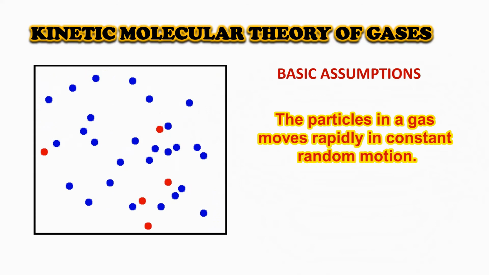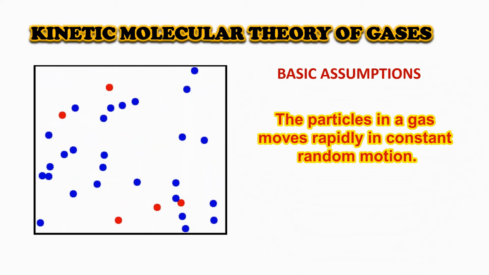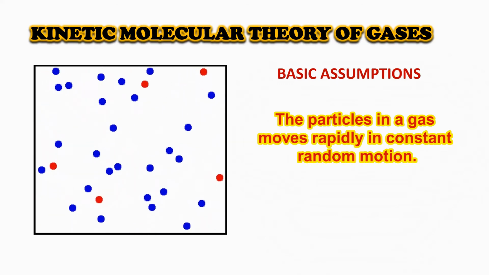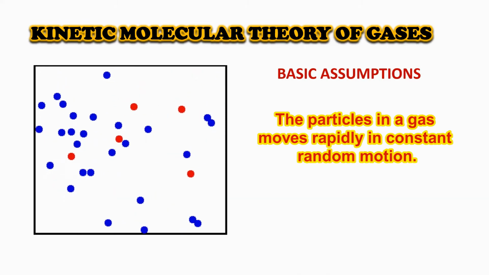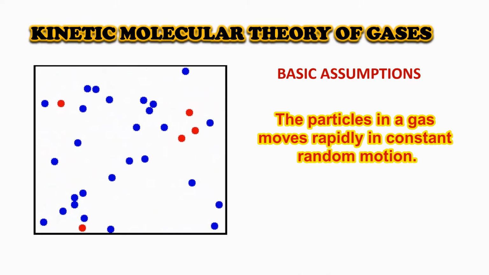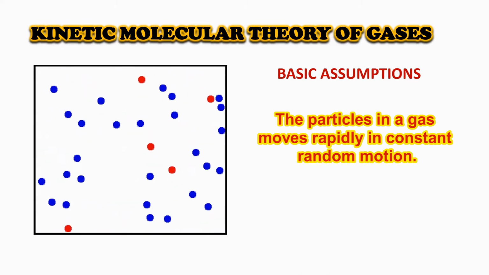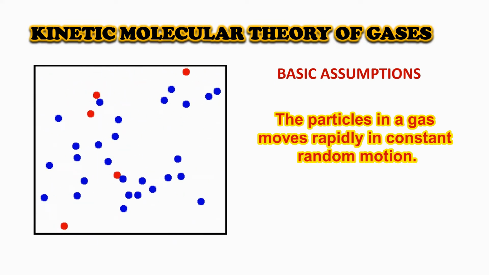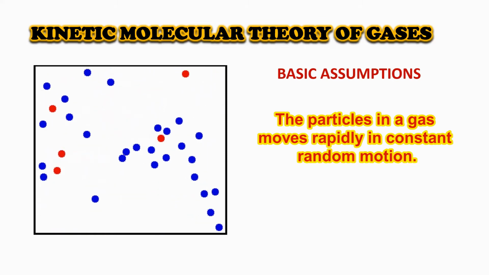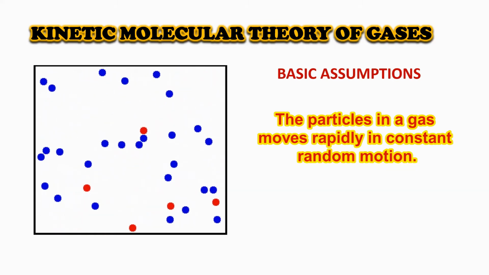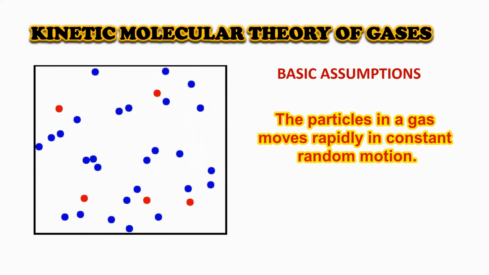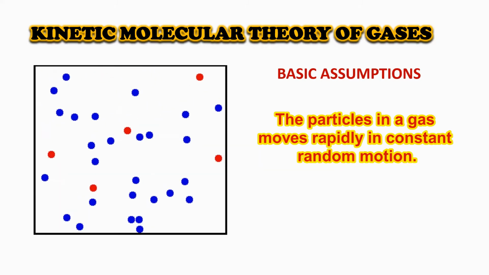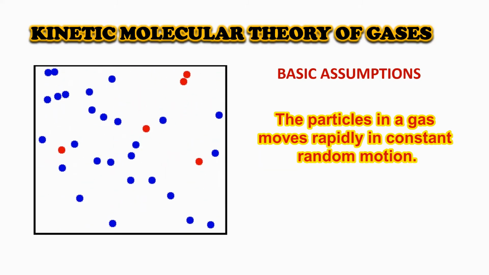The particles in a gas move rapidly in constant random motion. They travel in straight paths and move independently of each other. As a result, gases fill containers regardless of the shape and volume of the containers. Uncontained gases diffuse into space without limit. The gas particles change direction only when they rebound from collisions with one another or with other objects.